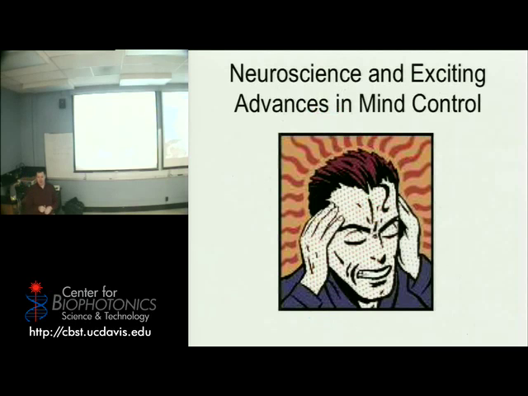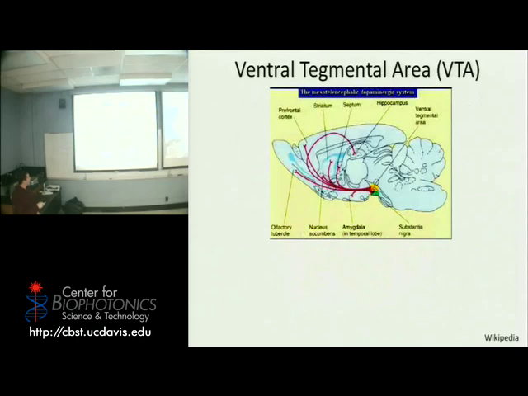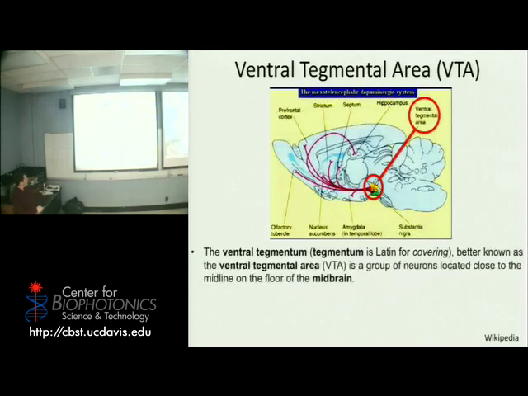And now I'm going to jump into some of the science and some of the things that drew me to neuroscience again. And I'm going to give you two examples of advances in mind control using neuroscience. So this is a rat brain. And the part of the rat brain I'm interested in here is the ventral tegmental area right here. And this is known as a group of neurons close to the midline of the midbrain. So we know where they are, right there.